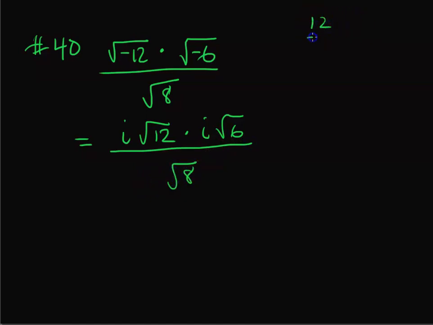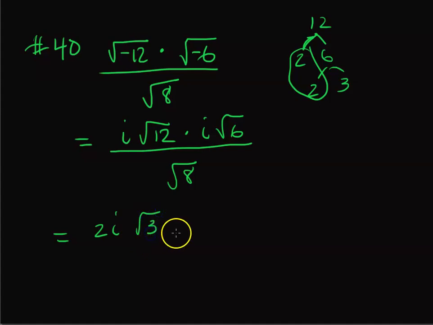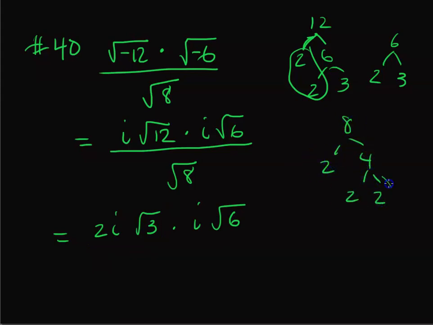Let's see. 12 is 2 times 6, which is 2 times 3. So I can pull out a 2. So this is really 2i square root 3 is left. For 6, well, that's only 2 times 3. That doesn't give us anything to pull out. So i square root of 6 is it for that. Now, what about 8? That's 2 times 4 and 2 times 2, so I can pull out a 2 and leave a 2 behind. So pull out a 2, but there's no i because it's not negative, and leave behind a 2: 2 square root of 2.